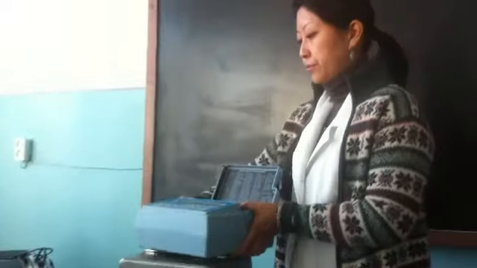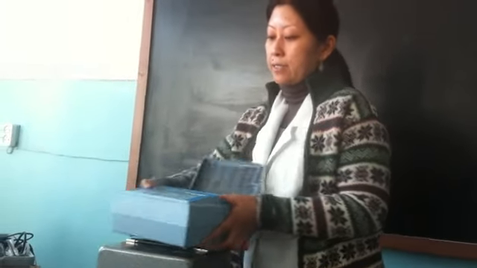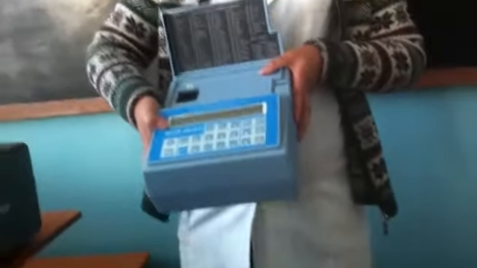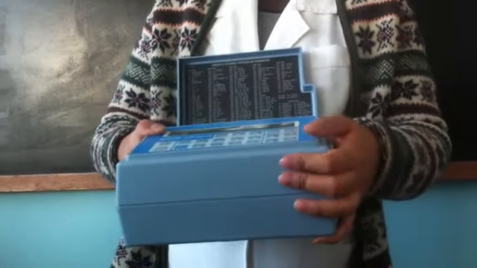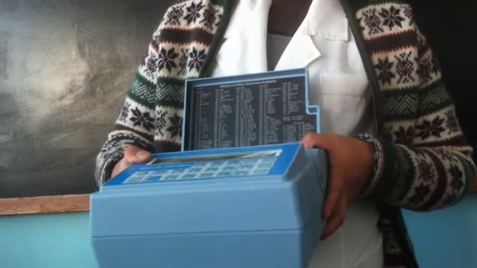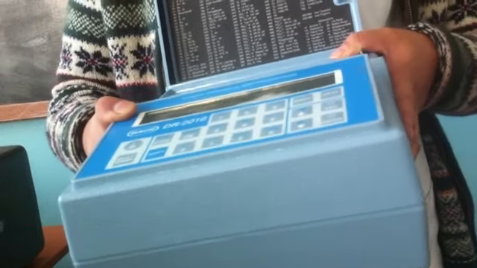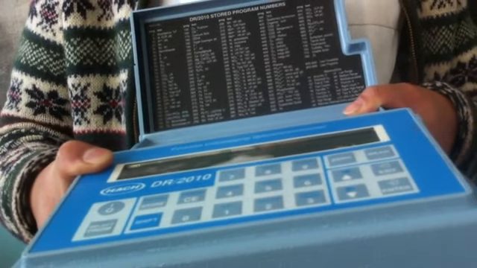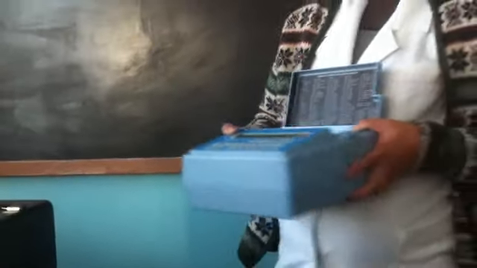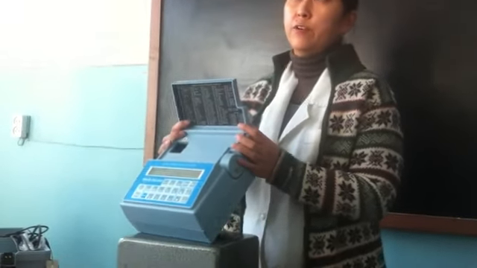Spectrophotometer. The name of this spectrophotometer is HACH. Yes, HACH. It's not another name, it's the name of the producer, HACH. We have a spectrophotometer from HACH.